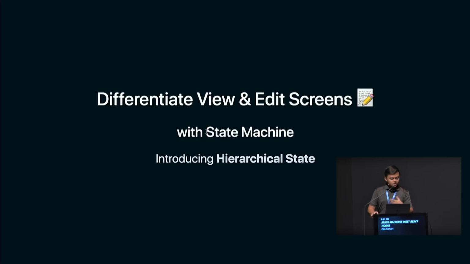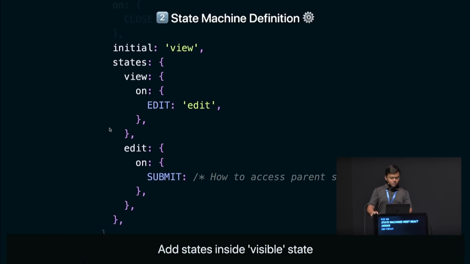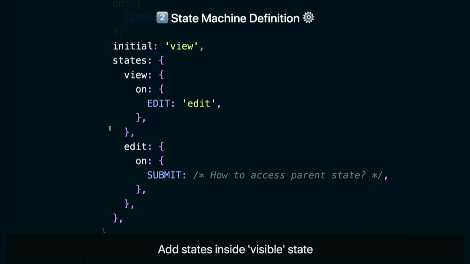So now let's write state machines. And right here, I'm going to introduce you to a new concept called hierarchical state. Here we have a new state, but it's not a sibling of the existing state, it has to be a child of an existing state, because this state is actually inside the visible, because this state only exists when the modal is visible, right? And we can just add those states inside it. So this is called hierarchical state.